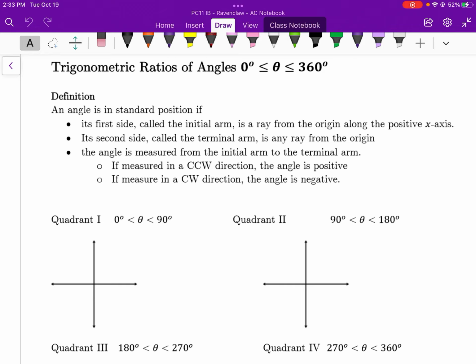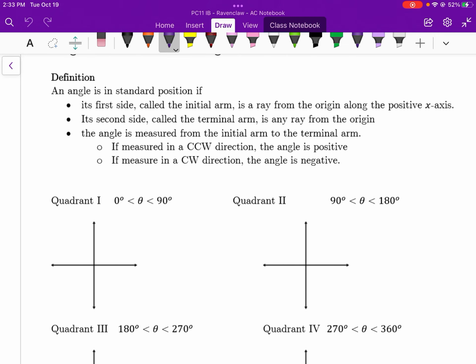Definition. We will be building our unit upon a definition, and that is the definition of an angle in standard position. An angle is in standard position if its first side, called the initial arm, is a ray from the origin along the positive x-axis. So in my quadrant 1 picture, I'm just going to draw the initial arm. The initial arm is a ray along the positive x-axis, starting from the origin.